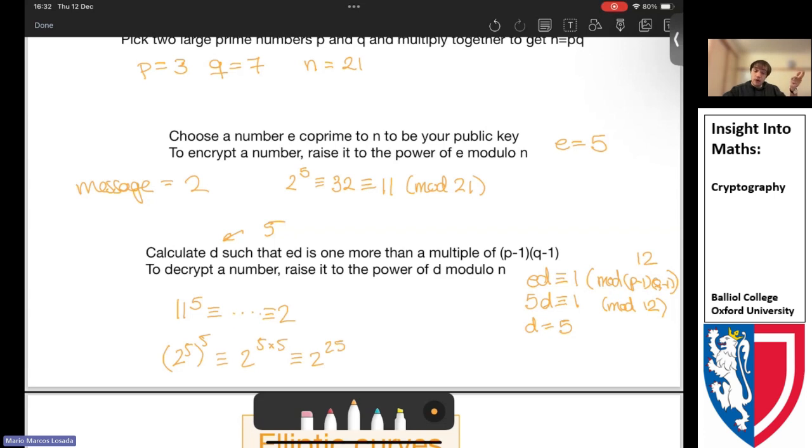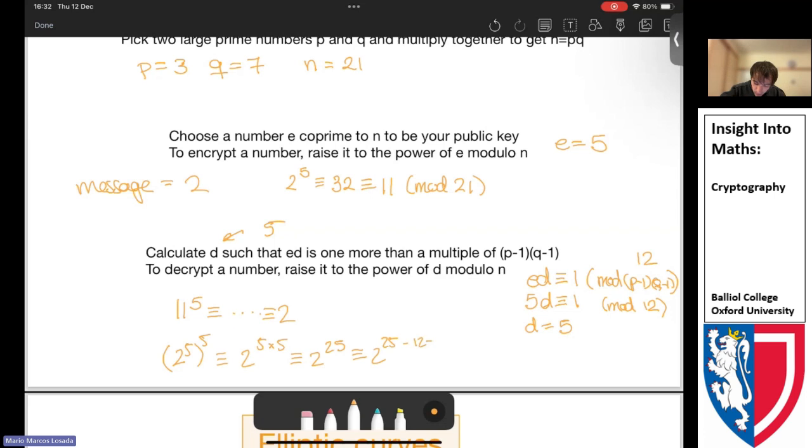Now we know from Euler's theorem from before that the powers of 2 repeat every 12, which means that 2 to the 25 is going to be the same as 2 to the 25 minus 12, and it's going to be the same as 2 to the 25 minus 12 minus 12, right?